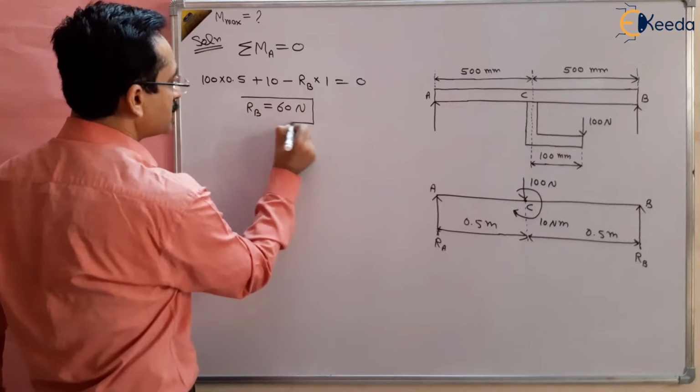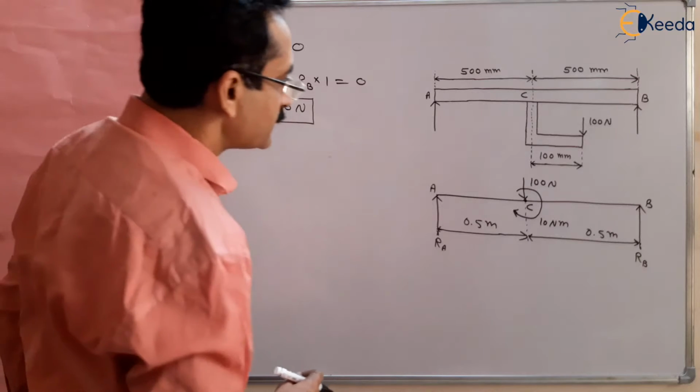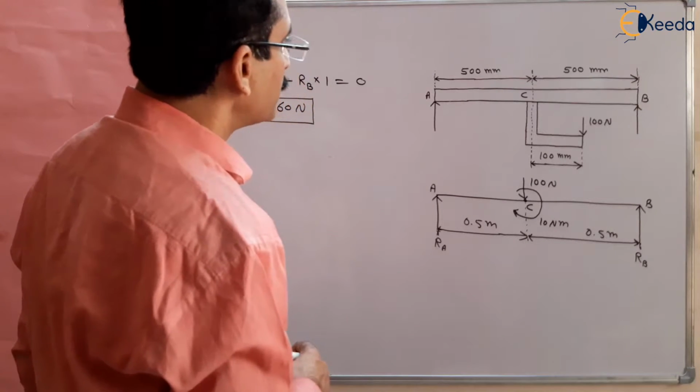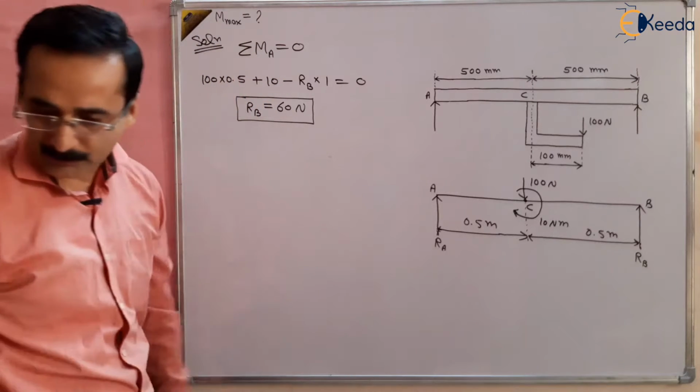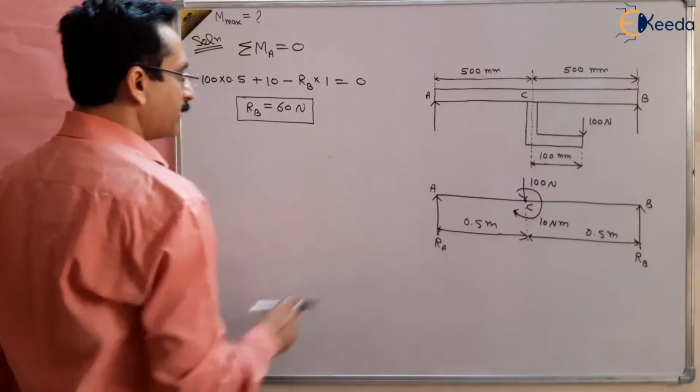So RB is 60 Newton, right? Is it kilonewton? No, this is 60 Newton. The 100 is also Newton, not kilonewton. So a 60 Newton load is there, right?